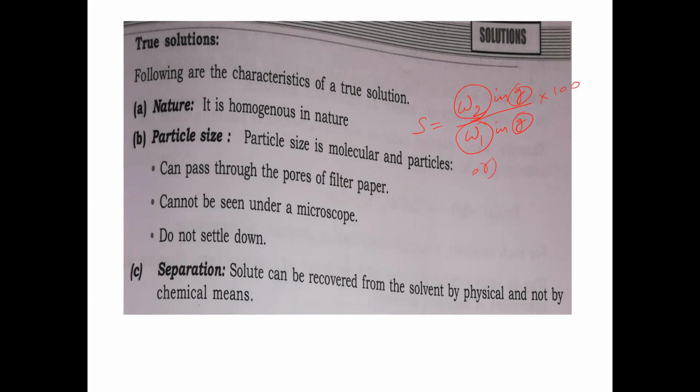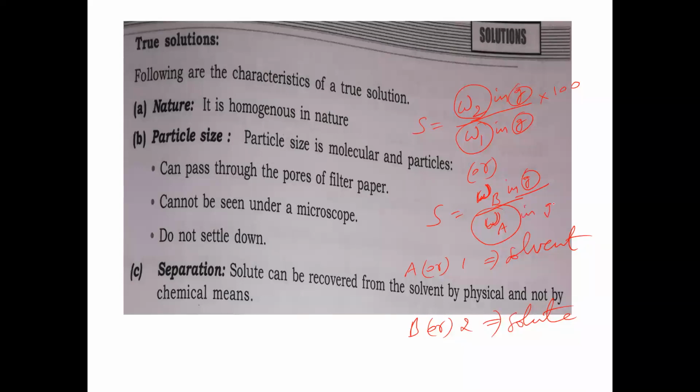The same thing in place of 1 and 2, we can take A and B. A or 1 will be for solvent and B or 2 will be for solute. In this way, in place of weight of solute we take WB in grams, by WA, weight of solvent in grams, into 100.